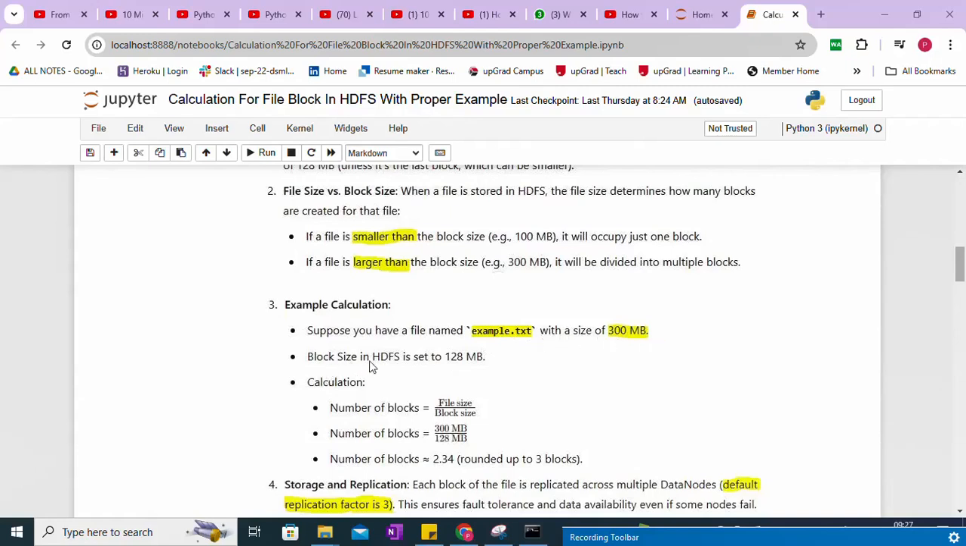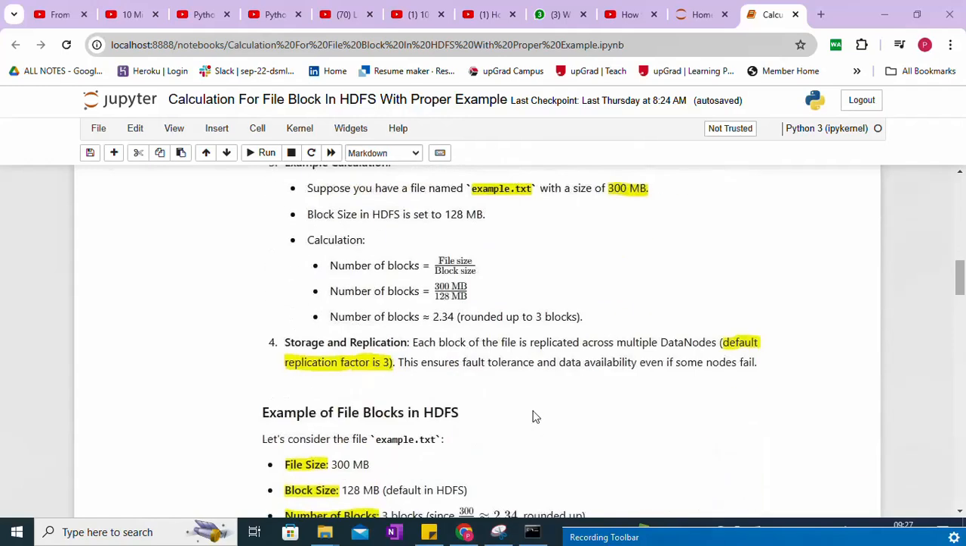For example, consider there is an example.txt file, which has a size of 300 MB. Now, the block size in HDFS is set to, let's say by default, 128 MB. Then how many blocks will be created in total? Number of blocks is equal to file size divided by block size. Now my file size is 300 MB, block size is 128 MB. 300 divided by 128 is equal to 2.34. Around 3 blocks will be created.